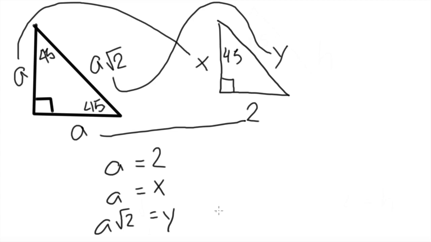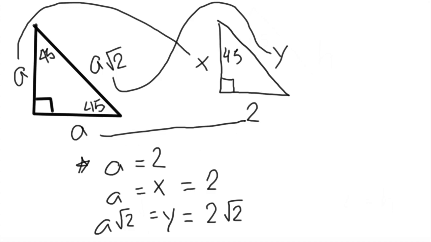Now we go to the equation that only has one variable in it, which is the first one here, and we have that A is equal to 2. Now all we need to do is plug in 2 everywhere else we see A in the rest of our equations. So X is equal to A, which means X is also equal to 2. And Y is equal to A root 2, which means Y is equal to 2 root 2. Now we know all the sides of our triangle.